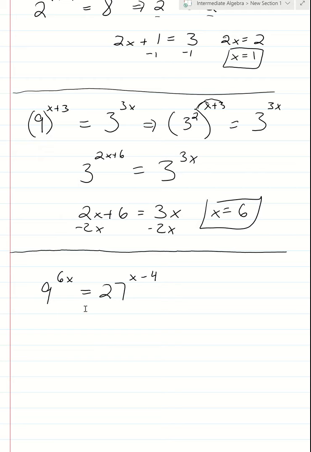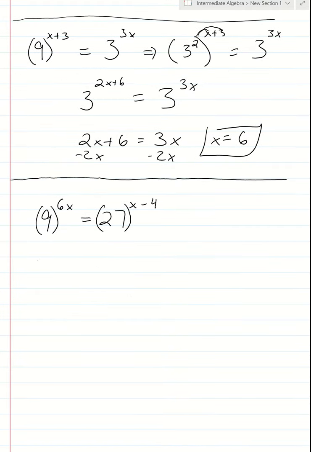Now once again, we need to have the same base numbers on the left side of the equation and on the right side of the equation. If we give a lot of thought to these two numbers, we can write both the number 9 and the number 27 as base 3 numbers. We know that 9 is the same thing as 3 squared, which is still being raised to the 6x power, and 27 is the same thing as 3 cubed, and that is raised to the x minus 4 power.